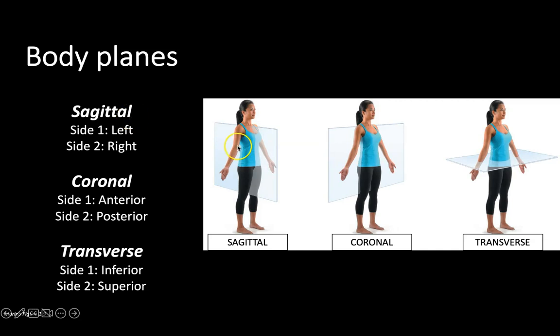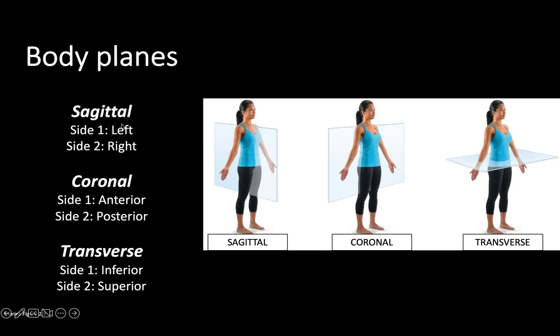That cut is a sagittal cut. What this means is that on one side of the cut is the left side of the body, and on the other side of the cut is the right side of the body. So it's dividing left from right. Now it doesn't have to be on the midline. This is actually called mid-sagittal when it's along the midline. But it is going to divide left from right.